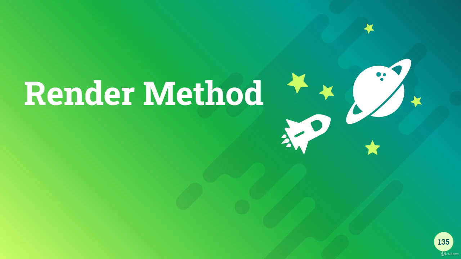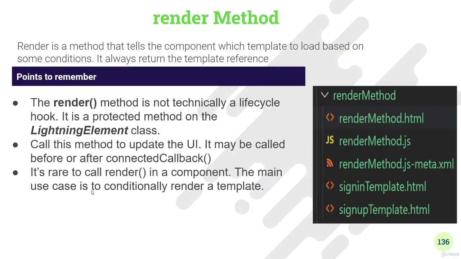In this video, we'll talk about the render method. A render method is a method that tells the component which template to load based on some condition. But till now, we have used only a single HTML file in our component, but it is possible to add multiple HTML files in a component. So the render method tells which HTML to load based on some condition, basically.